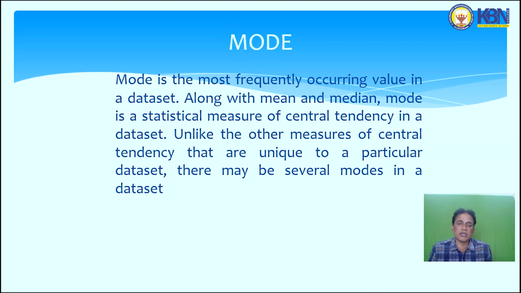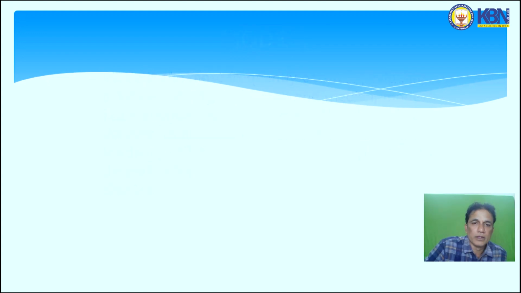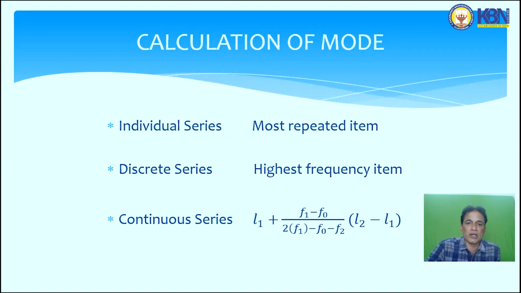Mode is one of the positional averages, positional measures. Unlike the other measures of central tendency that are unique to a particular data set, there may be several modes in a data set. So simply, mode means the modal value of the given series, the modal value of the given data.